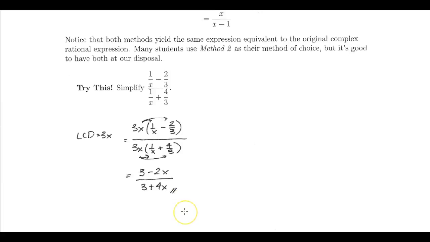3x times 1 over x, the x's will cancel. 3 times 1 gives me 3. 3x times 2 over 3, the 3's will cancel, and I'll have minus 2x. And then in the denominator, 3x times 1 over x, the x's will cancel. 3 times 1 is 3. 3x times 4 over 3, the 3's will cancel, and I'll get 4x. So this method works really nicely to get us down to a simplified fraction of 3 minus 2x over 3 plus 4x.